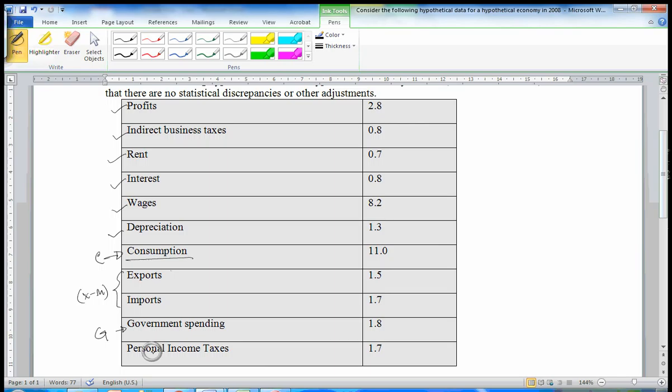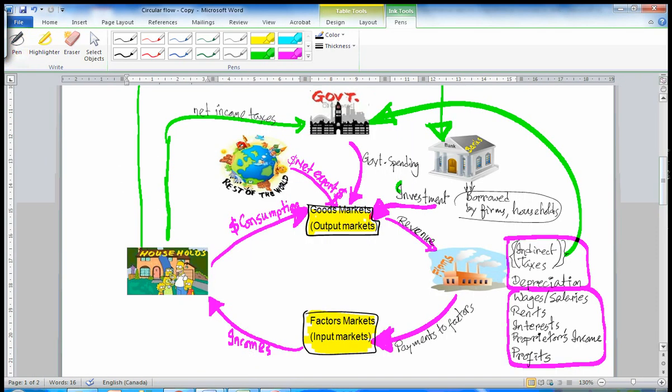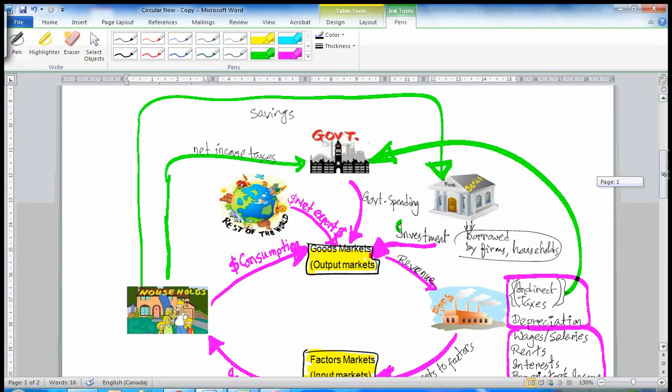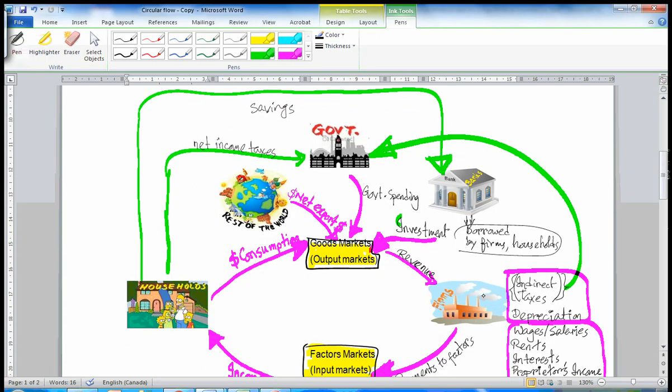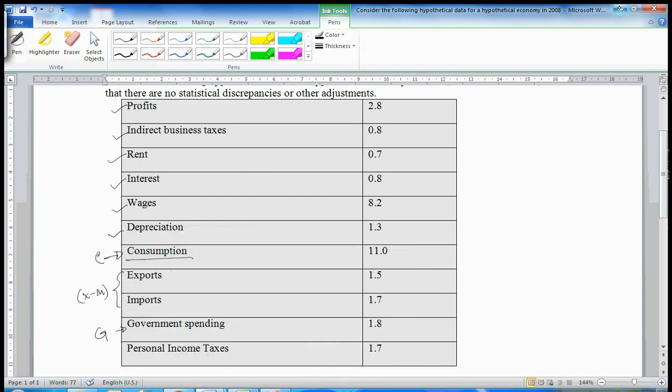And notice that I am not adding this personal income taxes as part of my GDP, because personal income taxes, as shown by the circular flow diagram, is actually not paid by these firms as factors income. It is paid by households out of their total income that they make to the government. This is the flow of tax going from the households to the government. So I'll not include income taxes, I'll just include indirect business taxes.